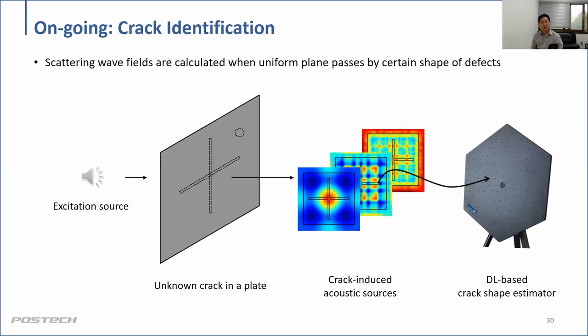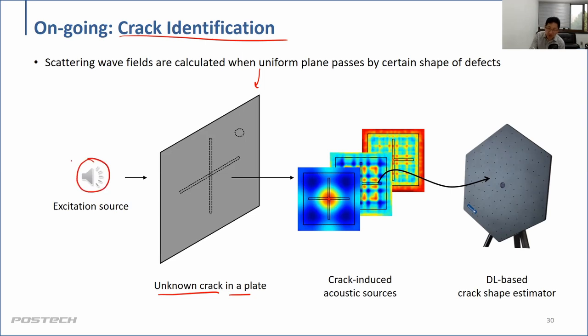Another application that we think of is industrial, and I believe this has potential in a lot of industries. This is crack identification. Suppose you have some kind of big plate that we want to inspect. We want to see whether there is a crack on it or not. So suppose there is a big plate with unknown cracks. We don't know whether we have that crack or not.